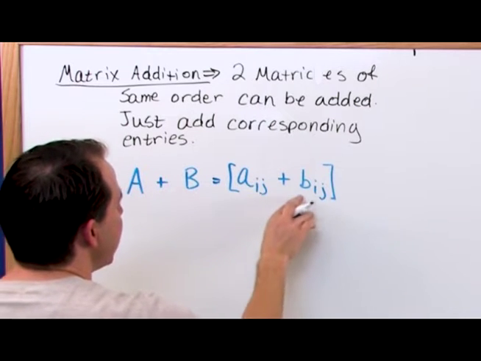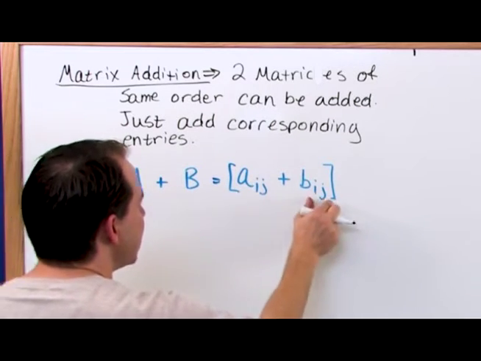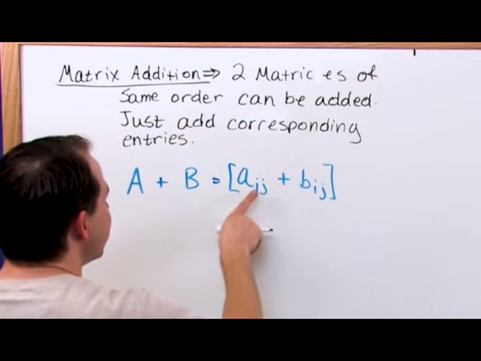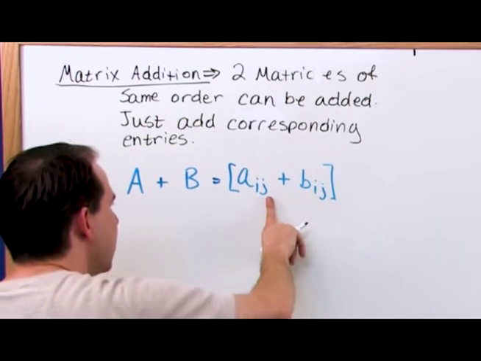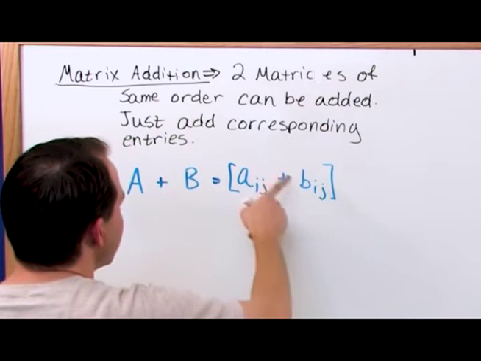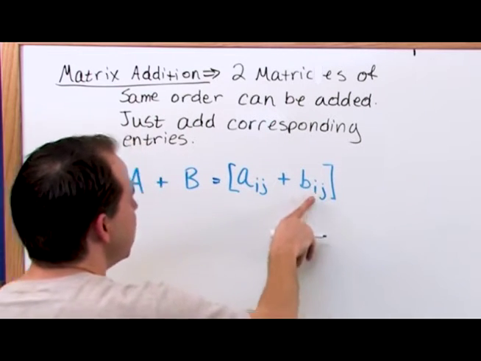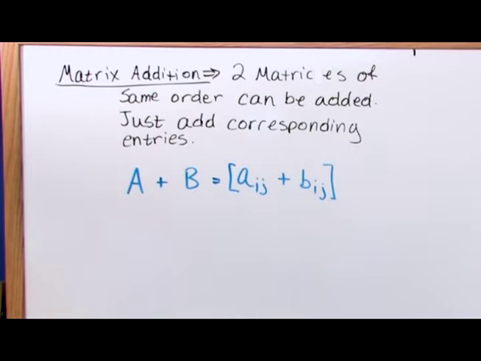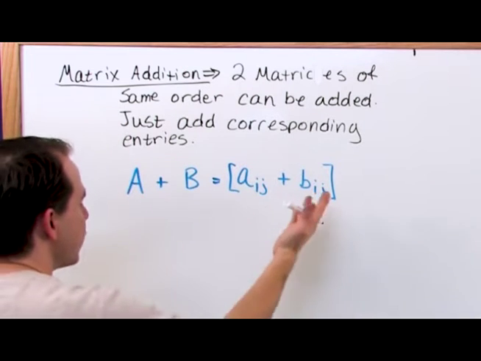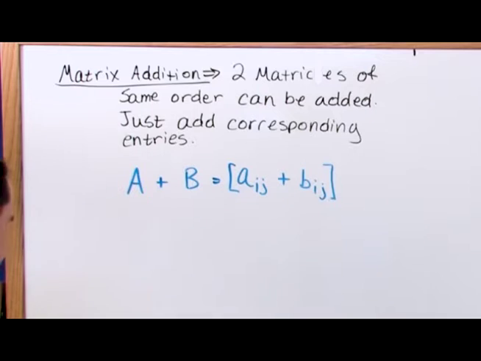That's why there's an i and a j and an i and a j. It's basically telling me I have to pull the same element out because it's the ith row in the jth column. So I go off and I can do that for every single element and add to it the corresponding element in B. And once I do that for every element, then I've arrived at the sum of these two matrices.